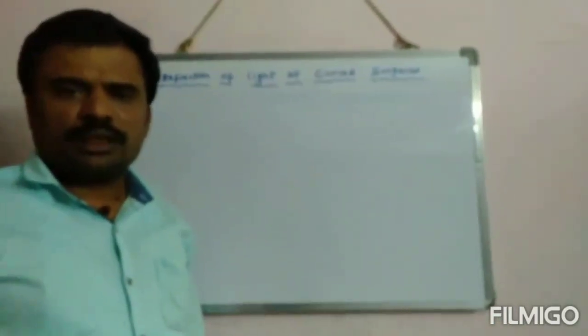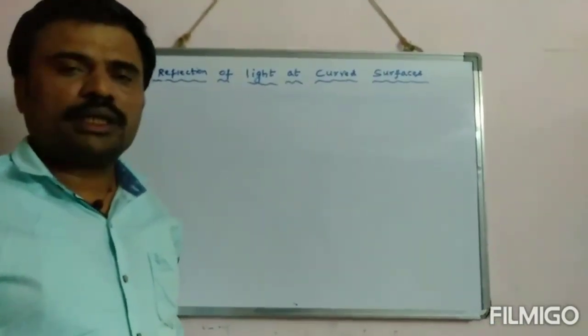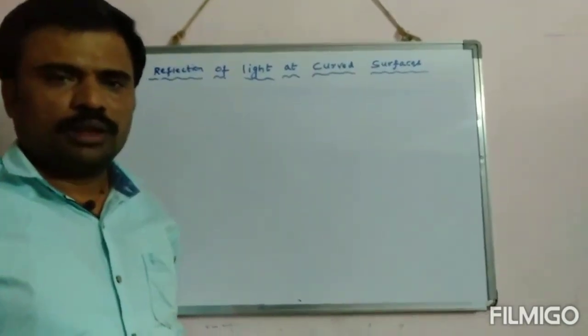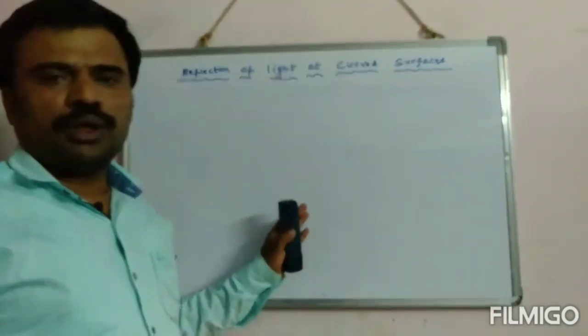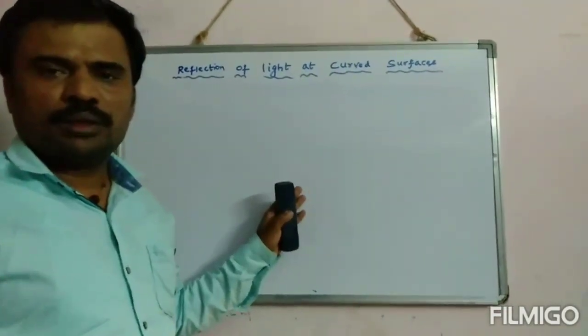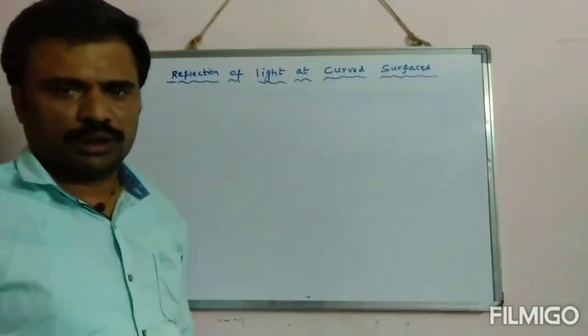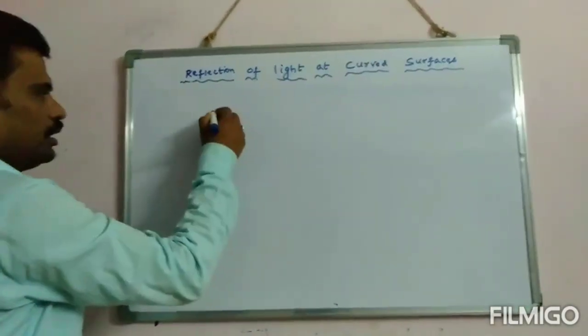Okay students, in the previous class we have learnt about the rules for drawing the ray diagrams for concave mirror. Today we are going to see the formation of image by concave mirror when an object is placed at different positions. Okay, now let us see.